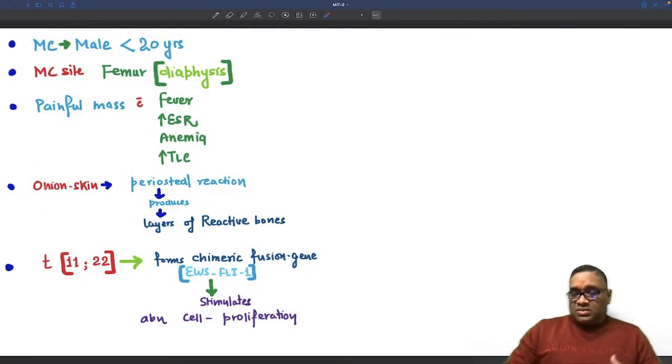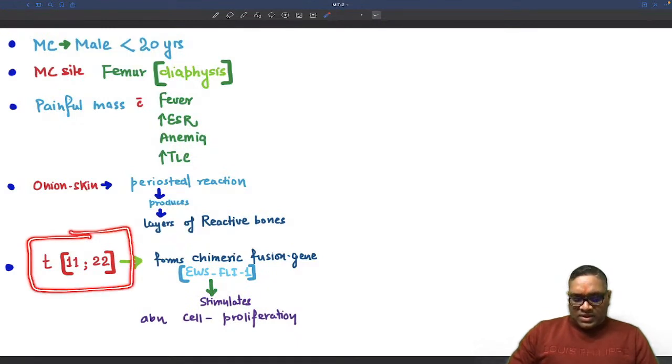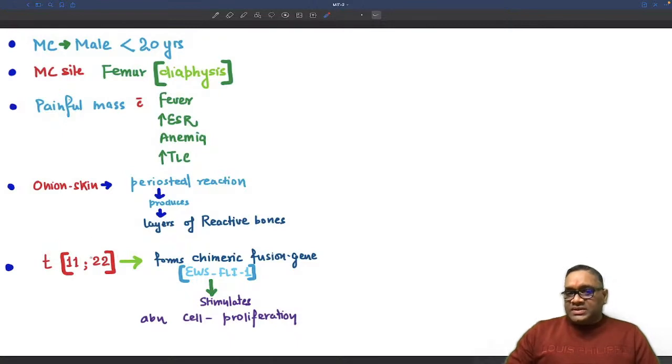And this Ewing sarcoma will have a characteristic translocation, t(11;22), right? Characteristic translocation t(11;22), and this translocation forms a chimeric fusion gene called EWS-FLI1. Right, so this chimeric fusion gene is going to stimulate abnormal cell proliferation, which will lead to the Ewing sarcoma tumor.